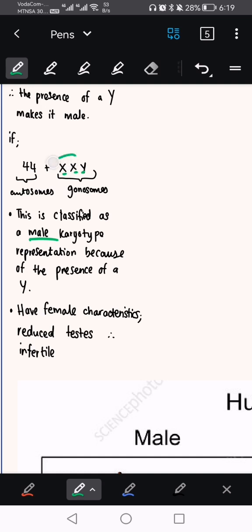Even though there are two X's, those X's just mean that this male will have severe female characteristics. This male will have full on developed breasts. The male will have female genitalia. The male will have a lot of female characteristics, right? And because of the XX being present, the male will have reduced testes, and therefore the male will be infertile, right? So just take note, if there is a Y present, automatically it is a male.